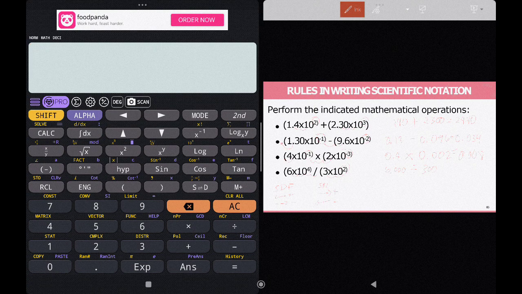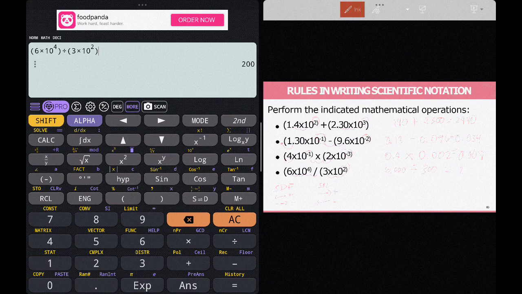Now, here in division, you can do the same on this one. You got two options. It's either open parenthesis again, you got 6 times 10 raised to 4, and then you close it, and then you click the division. Then open parenthesis again, 3 times 10 raised to 2, and then close. So the answer will be here is 200, right?